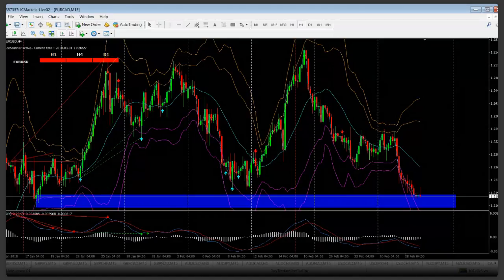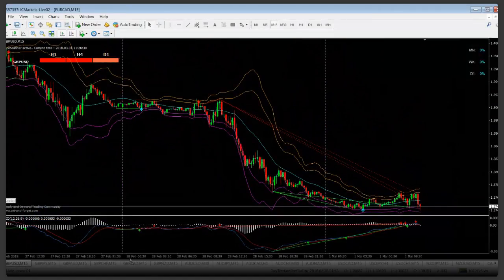So just keep an eye on the British pound. Pretty quiet so far. First hour trading, two trades. This British pound. Watch it closely.